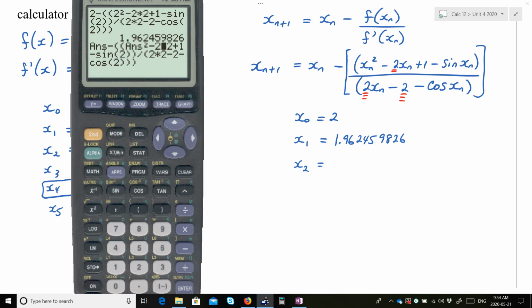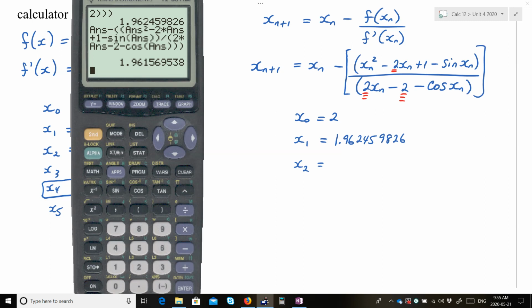And then it was 2 times xn, so just the second one is answer. Plus 1 needs to stay. Sine 2, that was sine xn or x0, so we'll replace that. On the bottom, it's 2 times xn, so that first 2 needs to stay, but the second one needs to be answer. The -2 needs to stay because that was a constant, and cos of xn, so that needs to become answer.